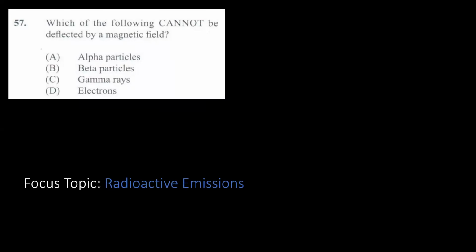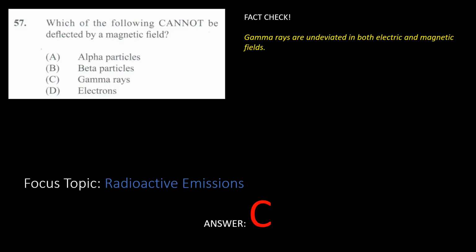Number 57, which of the following cannot be deflected by a magnetic field? We have alpha particles, beta particles, gamma rays, and electrons. Now, what we know is that gamma rays, because they have no charge, are actually electromagnetic radiation. No charge, they would be undeviated by a magnetic field, also by an electric field. So the answer would be gamma rays, and so that is C. Alpha particles are positively charged, beta particles and electrons are negatively charged. So they are affected by magnetic fields and electric fields.